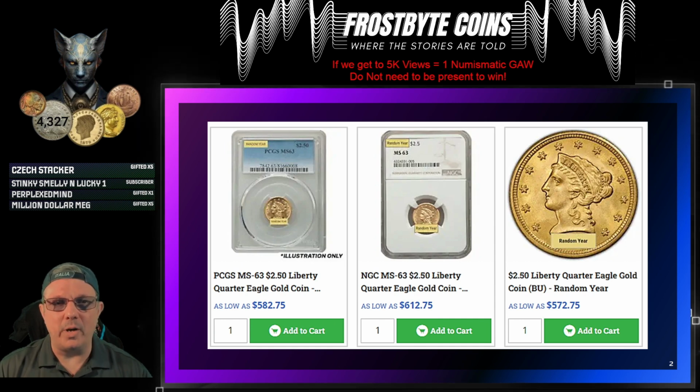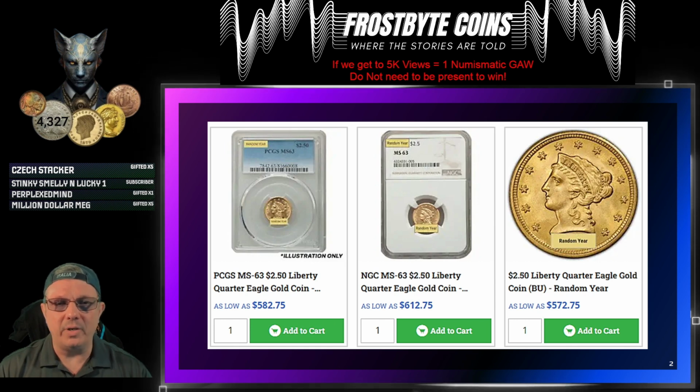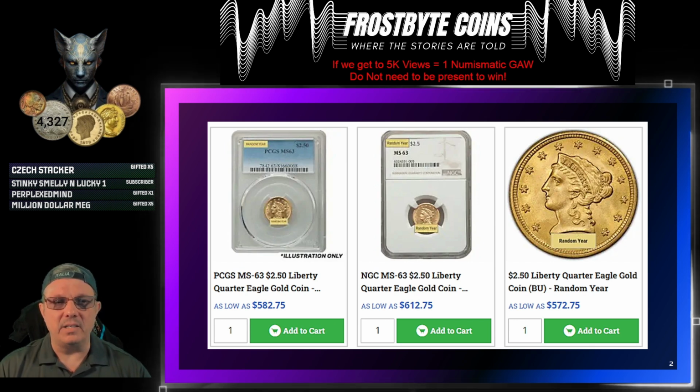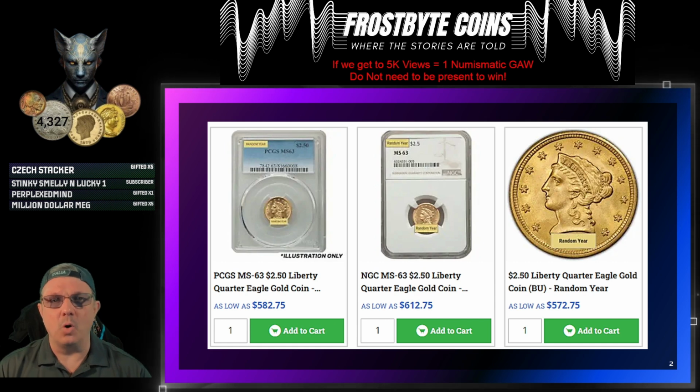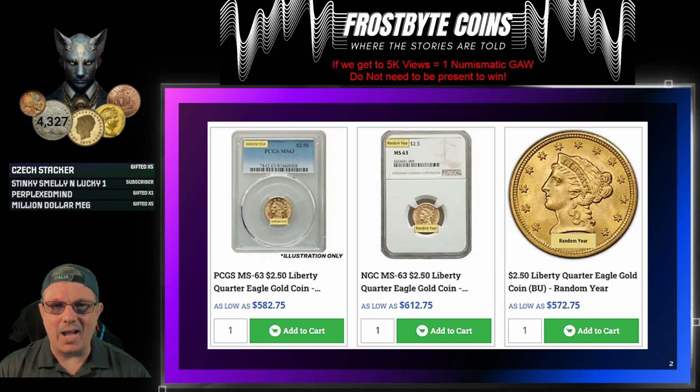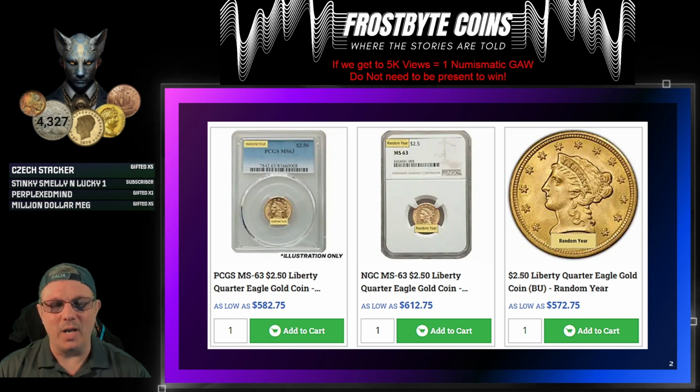But what I really want to look at is the two ends. I want to look at that Quarter Eagle on the right, the raw BU coin, and then I want to look at the one on the left. And which one is the better deal? We have a 63 that is $10 more, and it's already slabbed. So if you were to look at this, which one would be the better deal? Well, it kind of depends, and here's why.